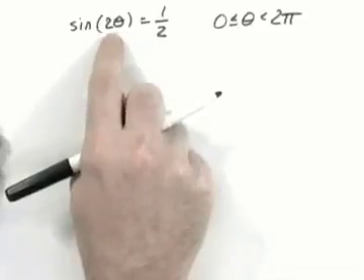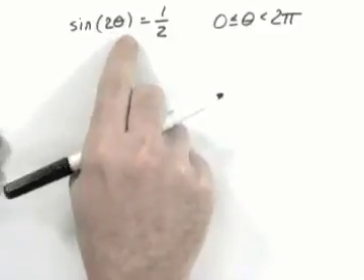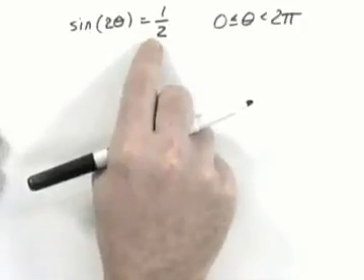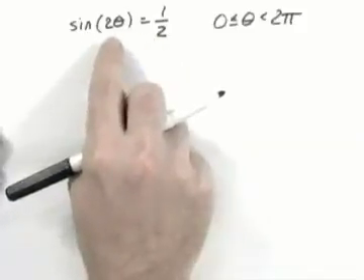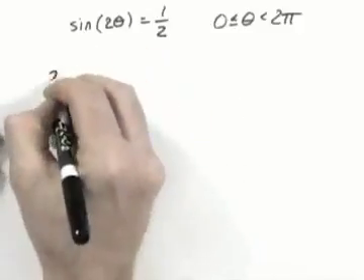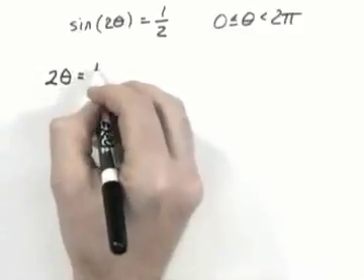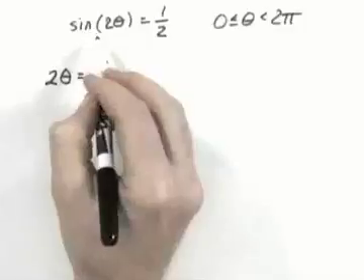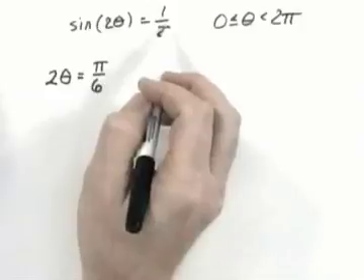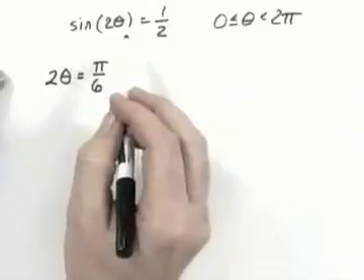So the first thing that we need to do is find the angles such that the sine of the angle is going to be 1/2. The sine of an angle is going to be equal to 1/2 in two circumstances, when the angle is in the first quadrant and when the angle is in the second quadrant. In the first quadrant, if 2 theta is equal to pi over 6, then we would get 1/2. In other words, the sine of pi over 6 is 1/2. So 2 theta would have to equal pi over 6 for the equation to be true.